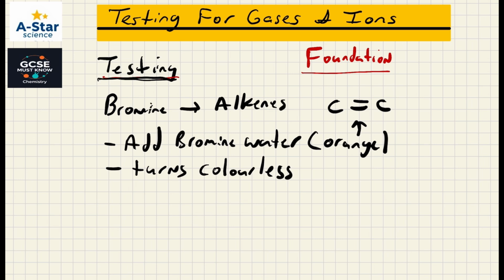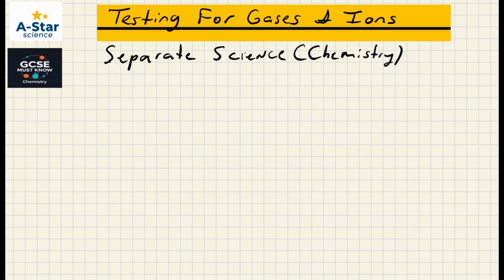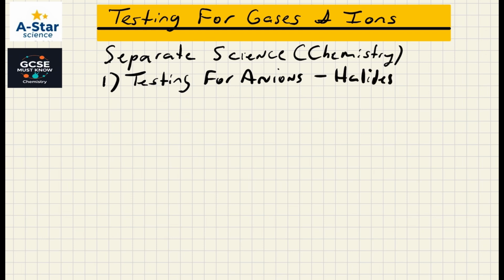The rest of the tests that we're going to discuss are for separate science only. So these tests we're going to look at are now for the separate science only, and we're going to break it up into a few different categories. The first one is the testing for anions, common anions. Now, anions, we remember, are negatively charged ions, basically. So anions are negatively charged ions, and we can test for these. In particular, we're going to test for the halides. Halides come from group 7, the halogens, and they are the ions of group 7.